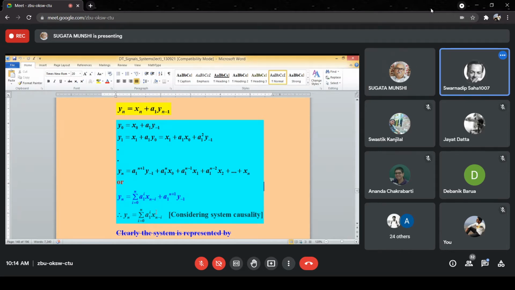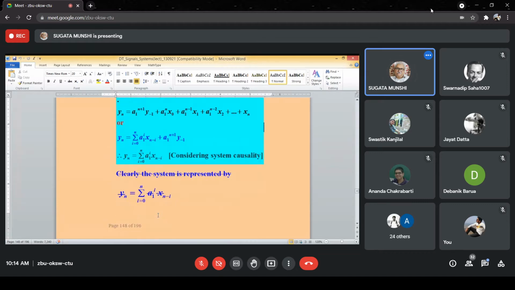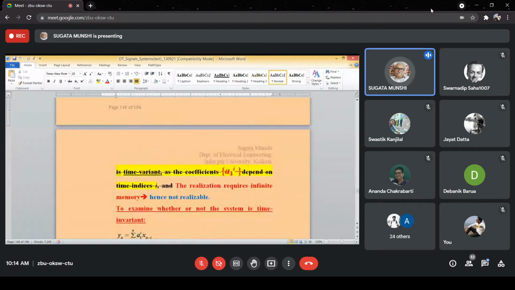Here, if this coefficient were dependent on n, not on i, if this a1 to the power i were dependent on n, then only it would have been time variant. But now here it is time invariant. So I'm sorry that I made a mistake. I didn't do the proper homework. So it is not time variant. The realization requires infinite memory, hence not realizable. That is the actual point.